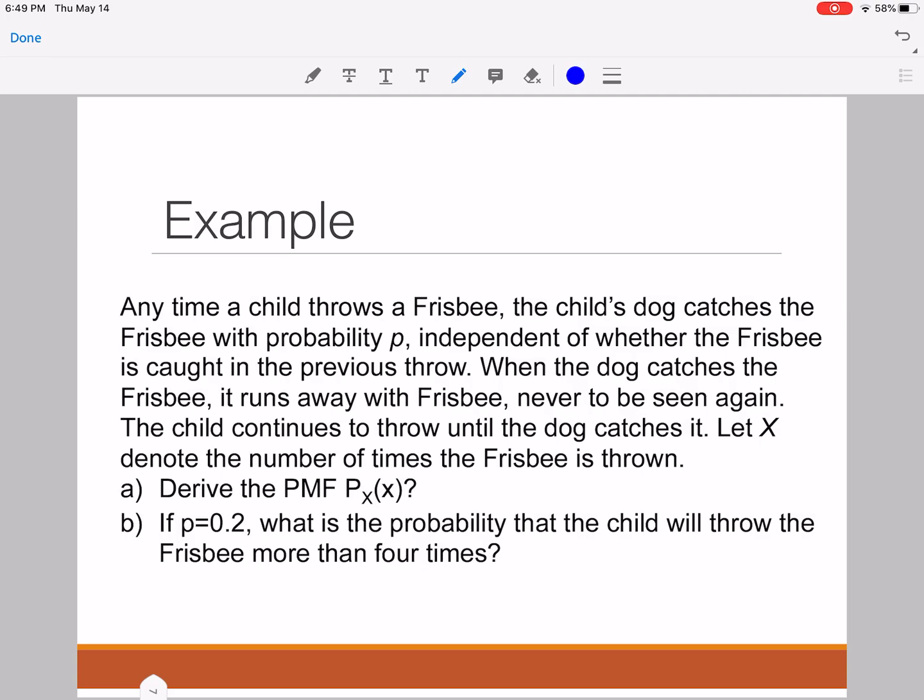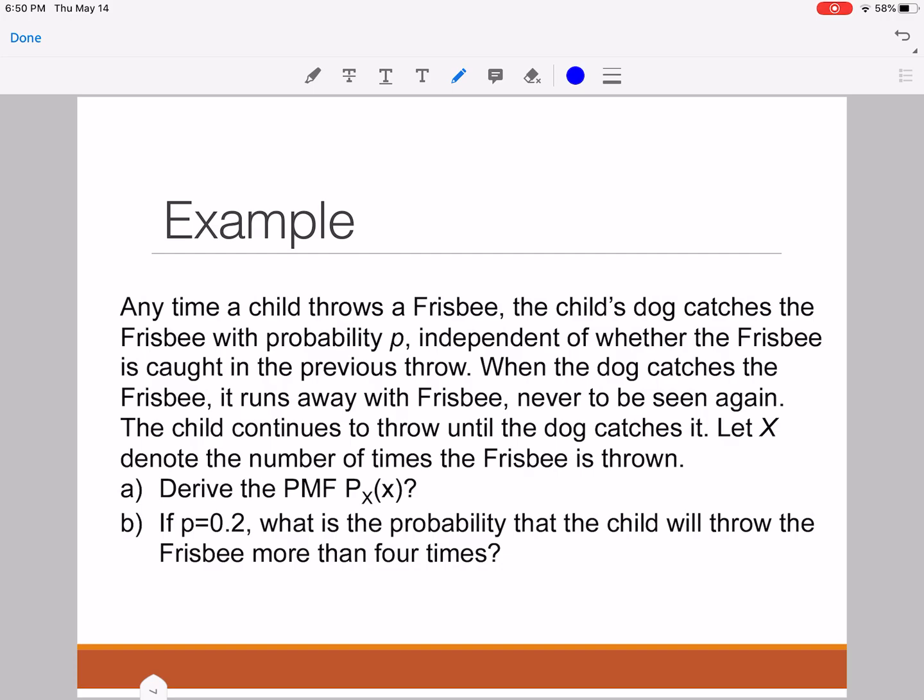So this problem goes something like this. Anytime a child throws a frisbee, the child's dog catches the frisbee with probability p, independent of whether the frisbee is caught in the previous throw or not. So each catch is independent of the other. When the child throws the frisbee one time, that's an example of a Bernoulli trial. That's a single Bernoulli trial which has a success probability equal to p, upon which the dog catches the frisbee, and its failure probability is 1 minus p, meaning that the dog misses the catch.